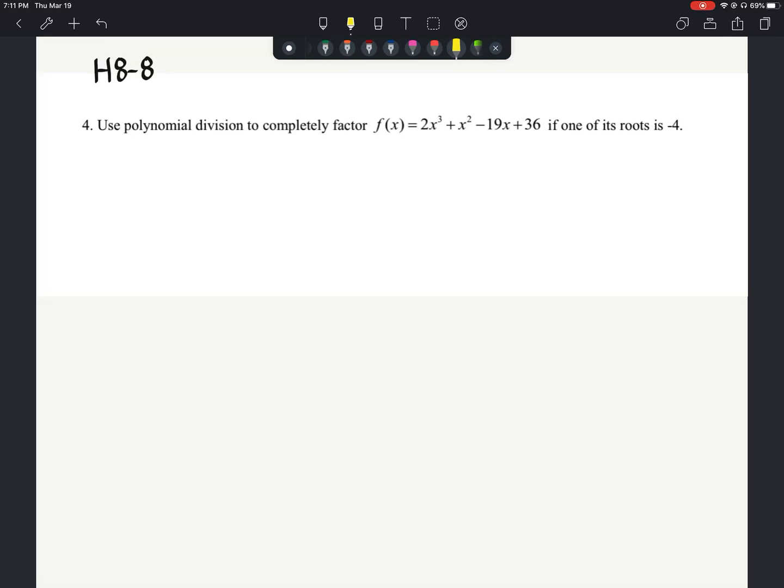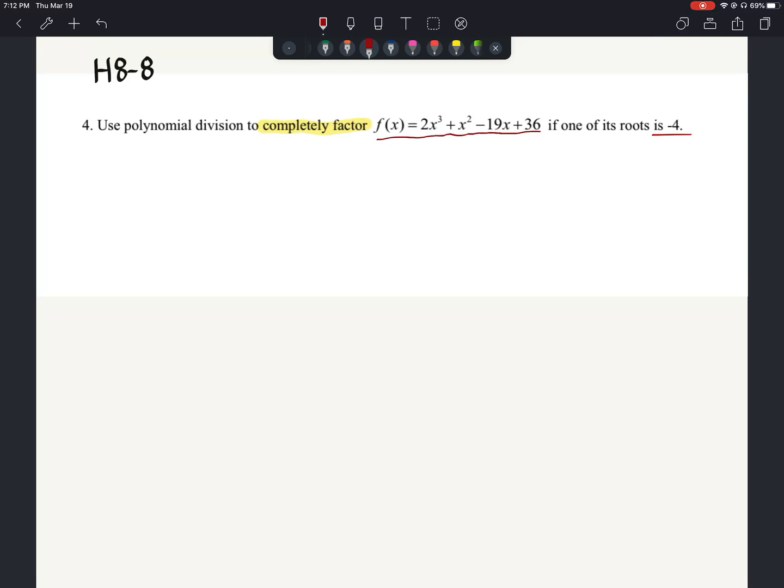All right, the directions state here, use polynomial division to completely factor the expression f of x is equal to 2x to the third plus x squared minus 19x plus 36 if one of its roots is negative 4. Just a key thing here, the reason I highlighted completely factor, make sure you know what it's asking you to do.